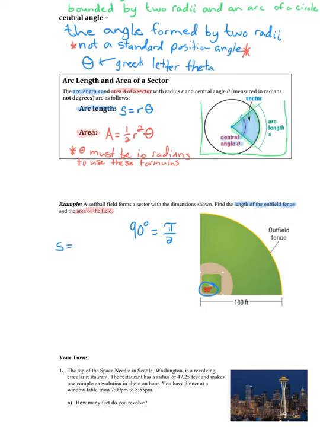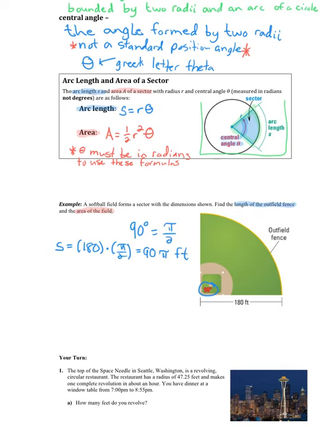To find the arc length, we're simply going to say, what's the radius? In this case, it's 180. And we're going to multiply that by pi over 2 radians. Simply to work on this math, 180 divided by 2 is 90. So the arc length comes out to 90 pi feet. Don't forget your units.